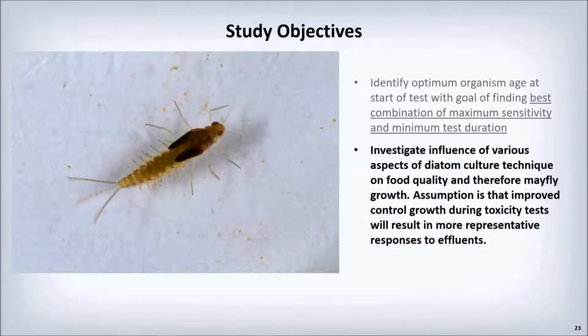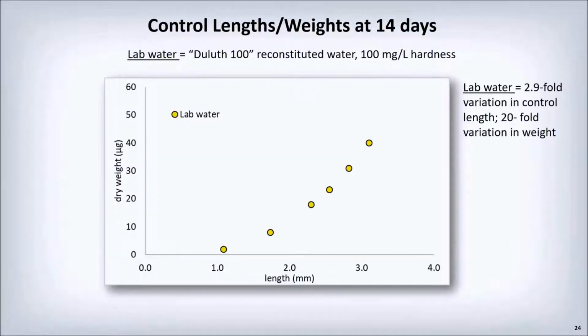The other part of this study, and it's a part that's still in progress, was to investigate the influence of various aspects of diatom culture technique on food quality and how that affects mayfly growth. Again, with the assumption that if they grow better, their results in these toxicity tests will be more representative of their responses to effluents.